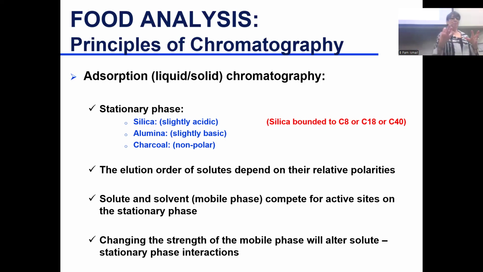And because the mobile phase can compete with the solutes in interacting with the stationary phase, if you increase the strength of the mobile phase, the solute will like the mobile phase better. The mobile phase will start interacting more with the stationary phase. Then we have faster elution. And that is exactly when we say changing the strength, we are altering the affinity of the solute to the stationary phase.